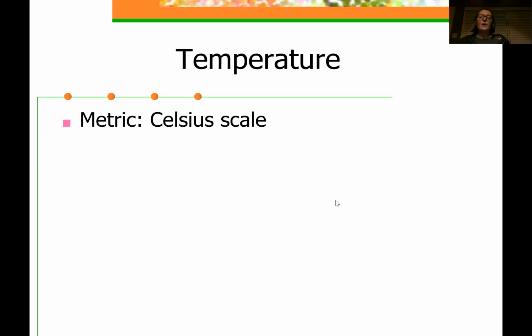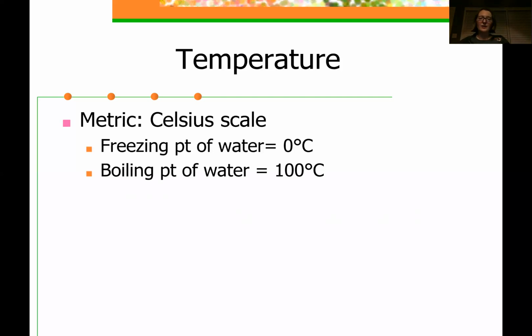All right, so in the metric system, we use the Celsius scale quite a bit. And just so you know, we've talked about Celsius before. The freezing point of water is 0 degrees Celsius, and the boiling point of water is 100 degrees Celsius. I know that we've used thermometers before and have tried to get our water as close as possible to boiling at 100 degrees Celsius.